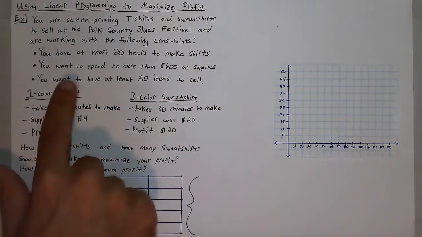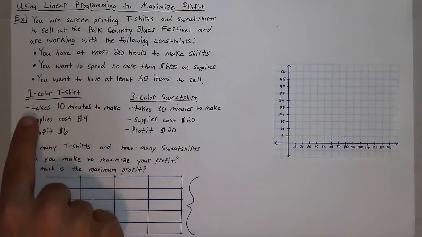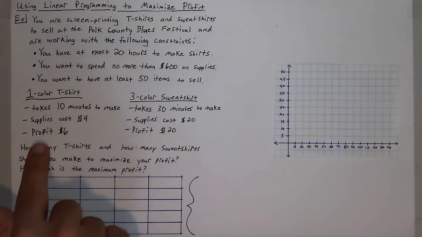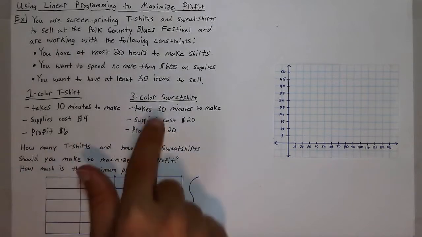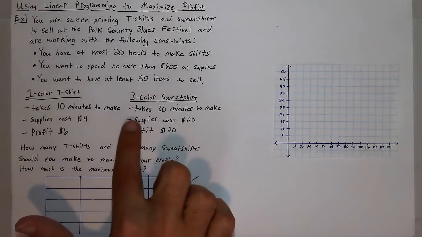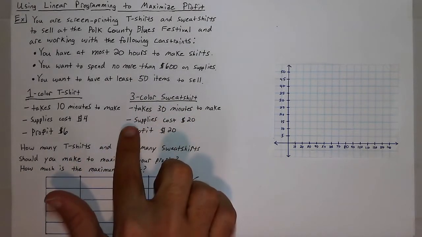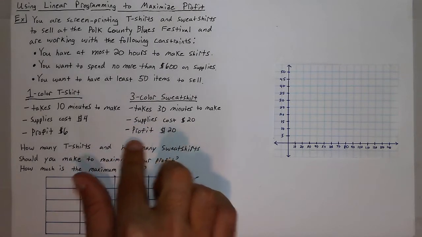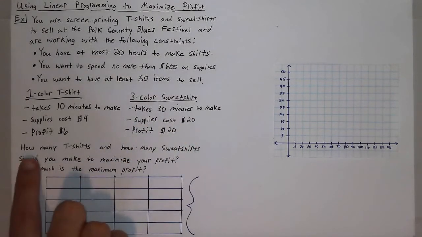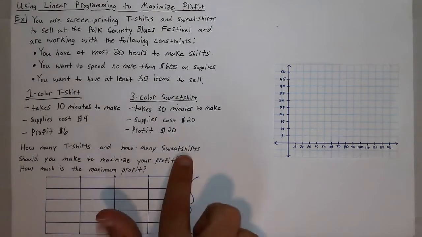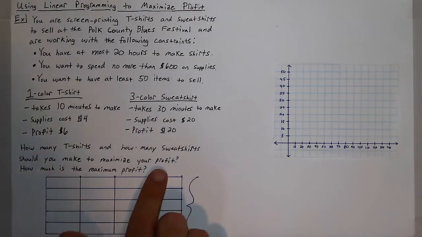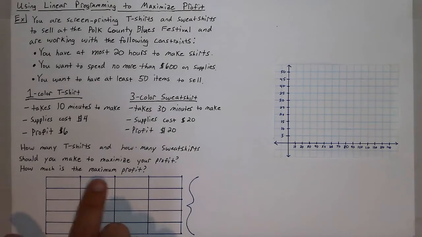And now, a one-color t-shirt takes 10 minutes to make, costs $4 in supplies, and you can make a profit of $6. For a three-color sweatshirt, it takes 30 minutes to make, the supplies cost $20, and the profit is $20. Now, how many t-shirts and how many sweatshirts should you make to maximize your profit, and how much is the maximum profit? So this is a lot of information to digest. So we're going to break it down little by little.